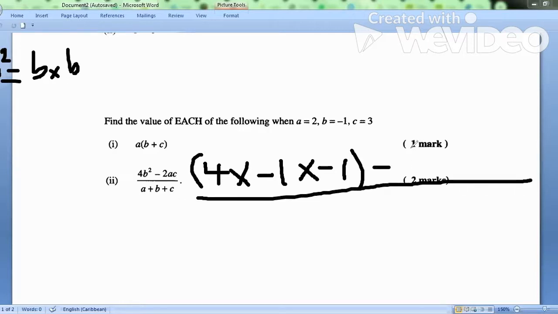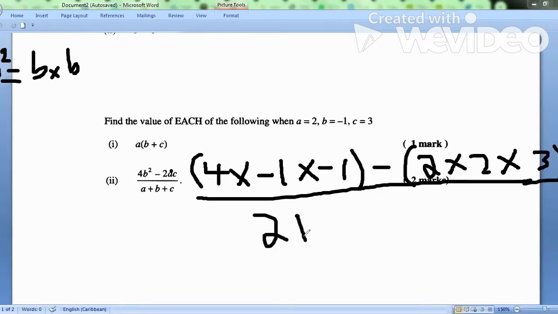So now I say, okay, 2 times a. What is a? 2, multiplied by c. What is c? 3. Close bracket. Then we go downstairs: a plus b plus c. So it's 2 plus negative 1 plus what? 3. Everybody see that? Yes.